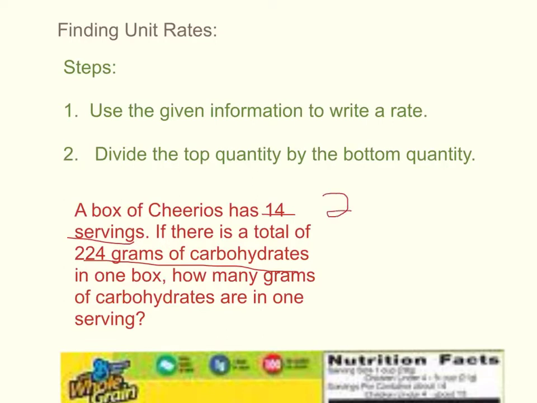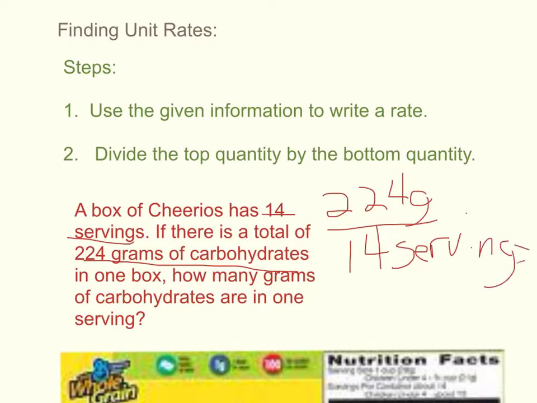So I'm going to take 224 grams, and that is for 14 servings. Now to find my unit rate, I just simply have to divide 224 by 14. 14 goes into 224 twice. That means there's 2 grams per 1 serving. Please take a moment to pause this video and record this example in your notes.